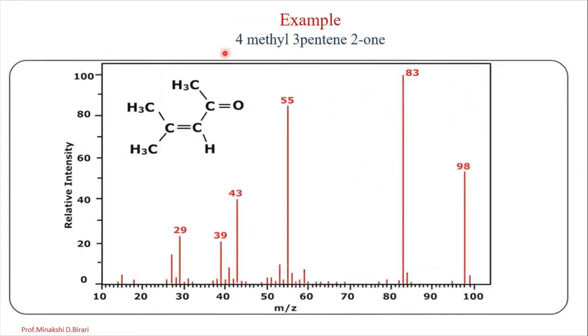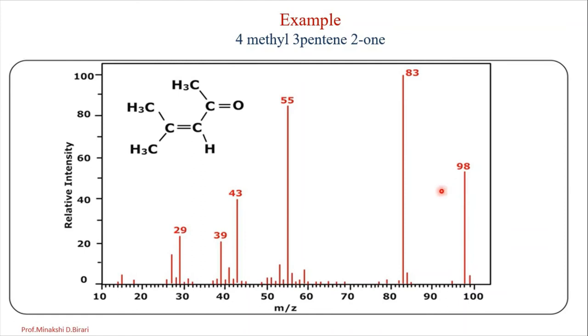This is 4-methyl-3-penten-2-one. In this example, there is no nitrogen, that means the number of nitrogens is 0. The molecular ion peak observed for this example is at M by Z value 98.